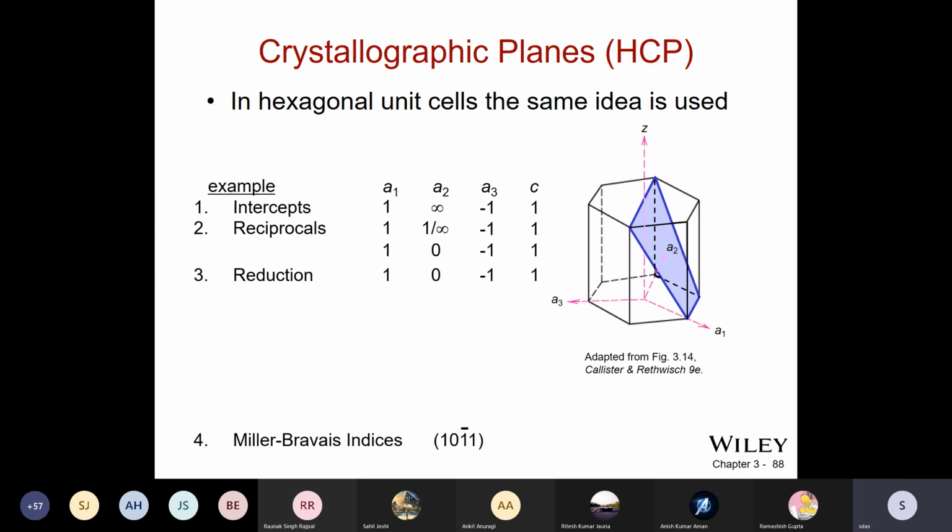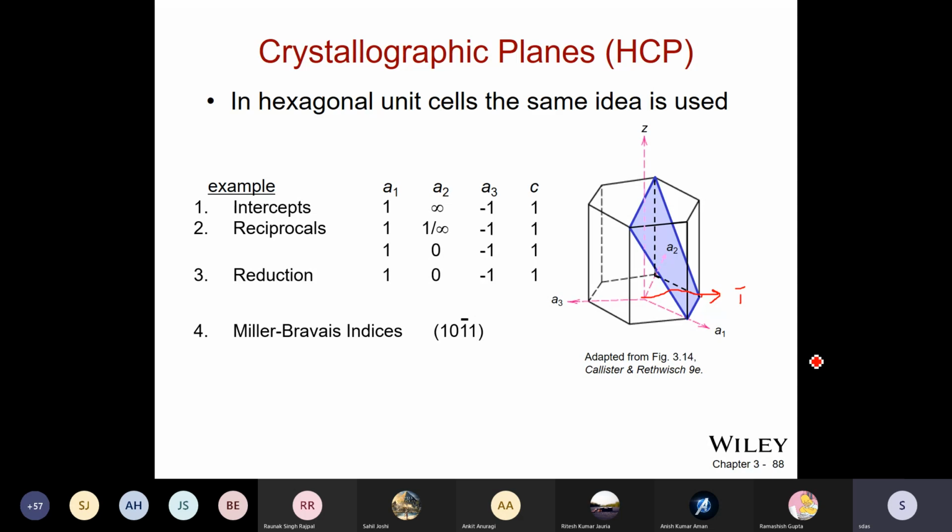So this one, look at it. This blue color plane is intercepting the A1 axis at unit length, parallel to A2, so infinity, intersecting A3 at this negative point. Okay, this is the negative A3. This is minus. And intercepting the vertical axis at unit length. So if I take the reciprocal of it, 1, 1 by infinity, 1 by minus 1, 1 by 1, that becomes 1, 0, minus 1, 1.